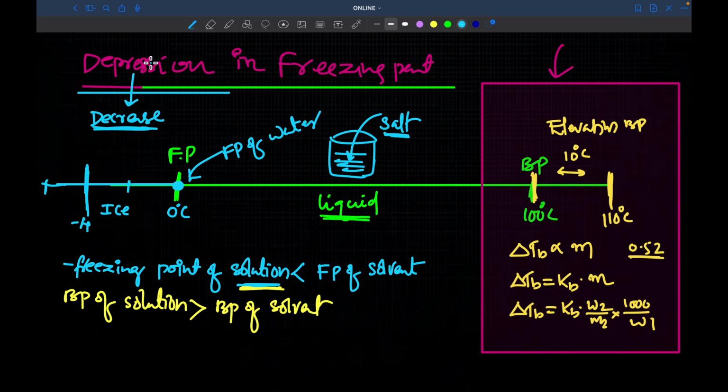So from here to here, the difference that is there, this difference is 0 minus 4 degrees Celsius, whatever it is. So this is what you call depression in freezing point. This is what you call depression in freezing point. Hope you have understood the definition of the freezing point.